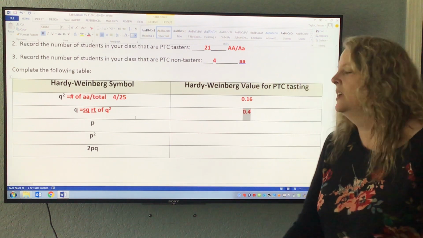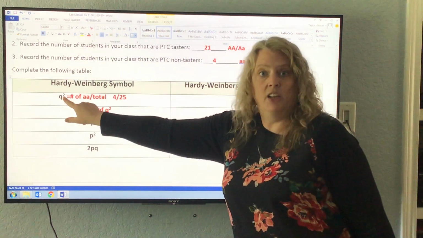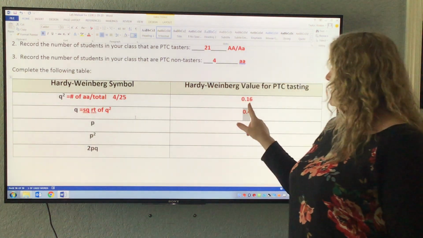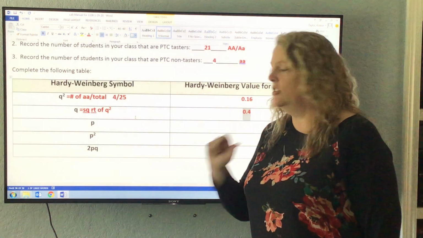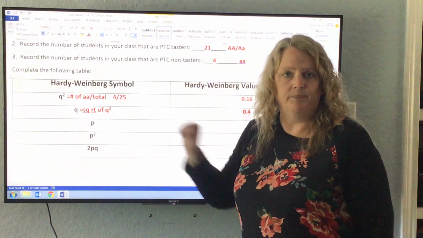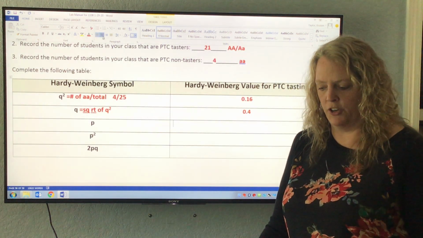Okay. So how did I get that? One more time. To solve for q is going to be the square root of the q squared value. The q squared value we solved is 0.16. Put that in your calculator and then hit the square root function. Okay, and you should have 0.4 on your screen.